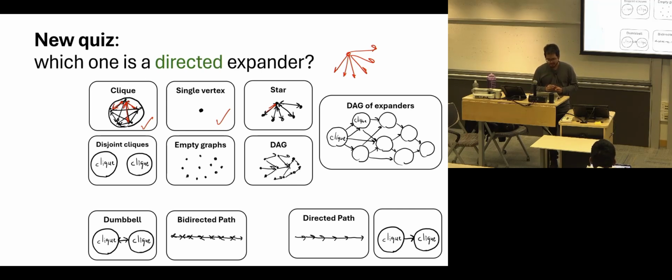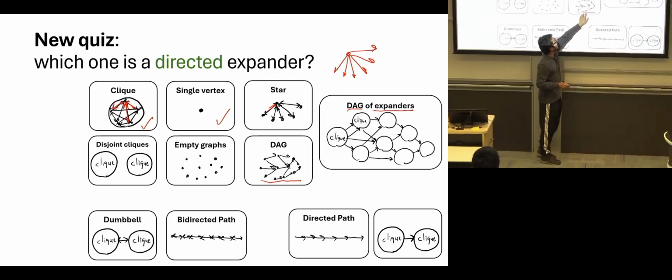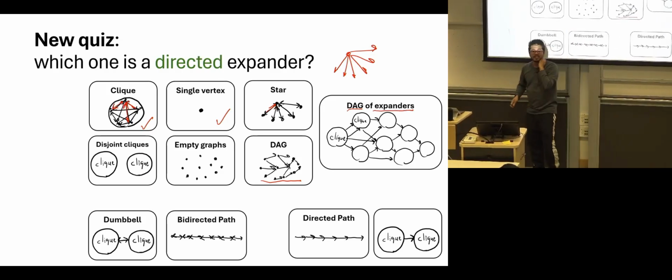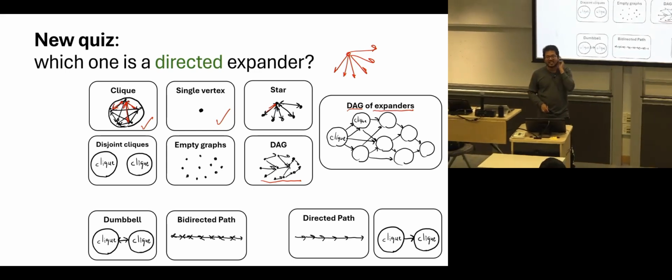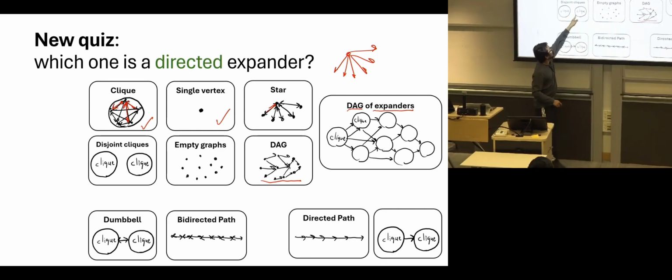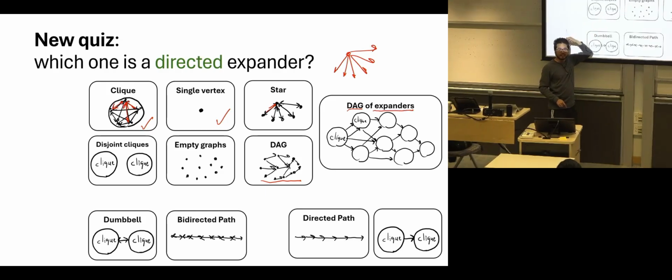Yeah. So in general, if it's a DAG of expanders, this is an expander. In particular, just a DAG is an expander in the sense that each component is expanding, because each component has one node. The single vertex is an expander, so exactly. The empty graph is an expander. Two cliques is an expander.